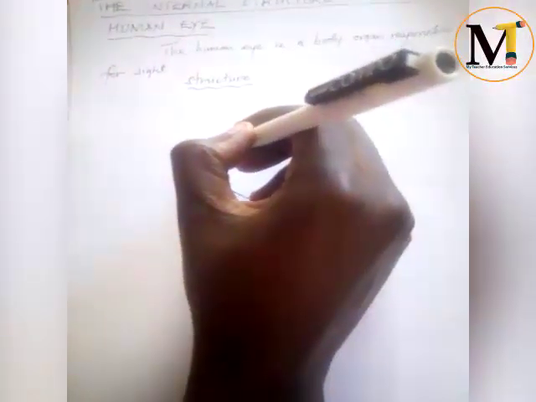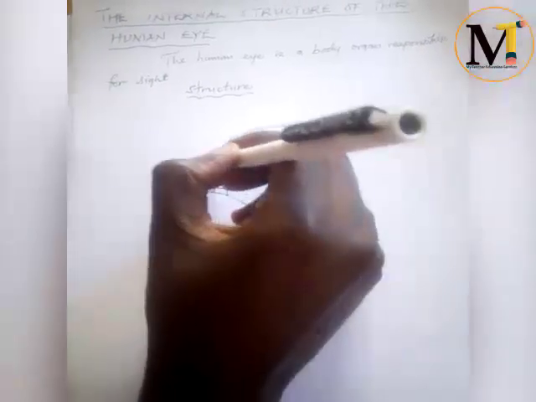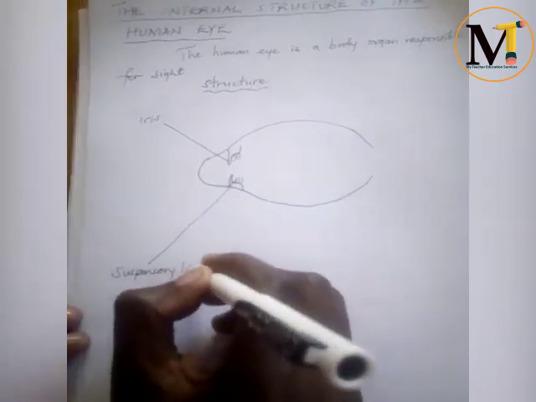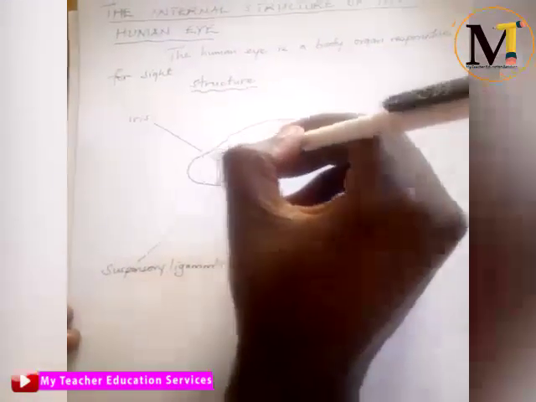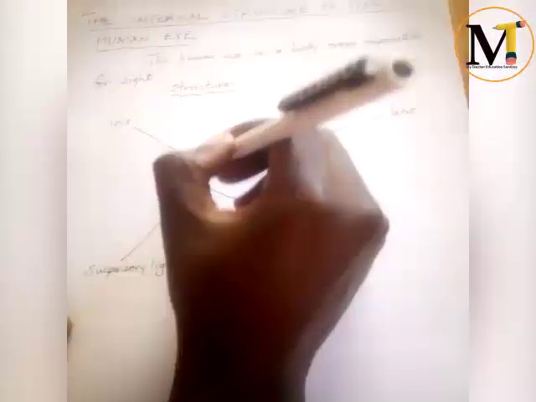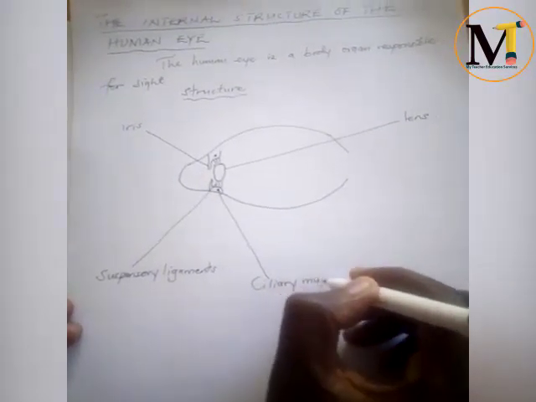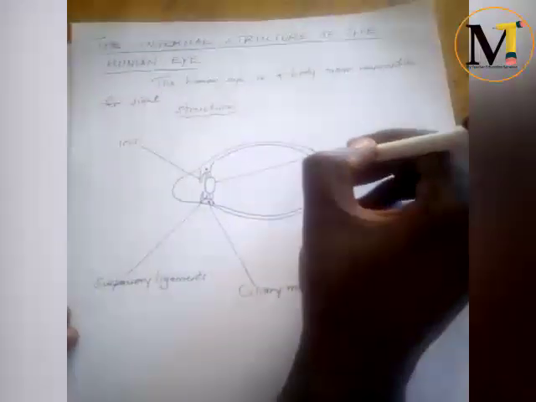It has a part known as the iris. It has another part known as the suspensory ligaments. Between the suspensory ligaments, we have a lens. So that lens is also found between the suspensory ligaments. Then we have another part known as the ciliary muscles. So those are also parts that make up the internal structure of the human eye.